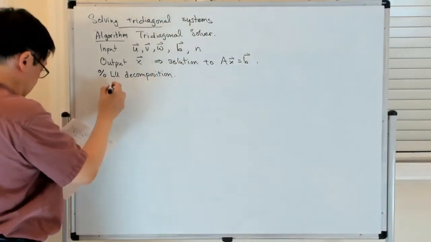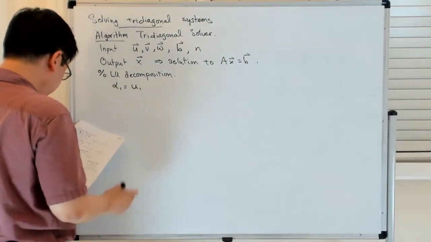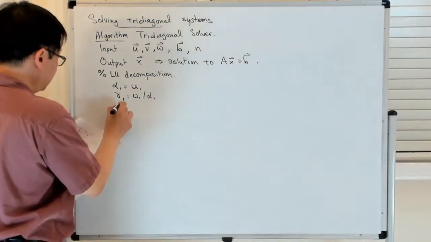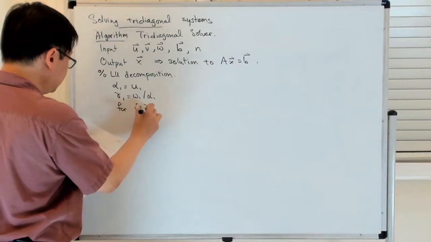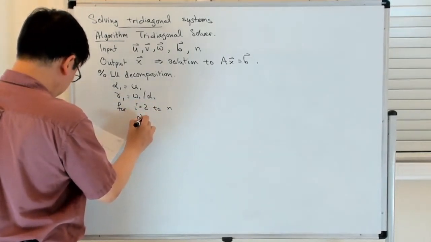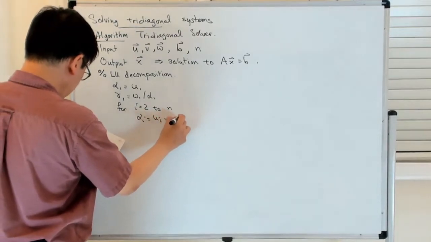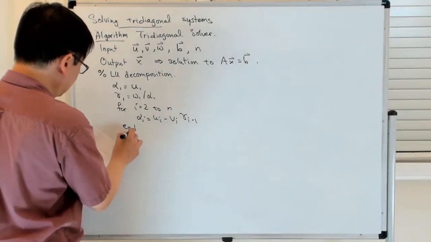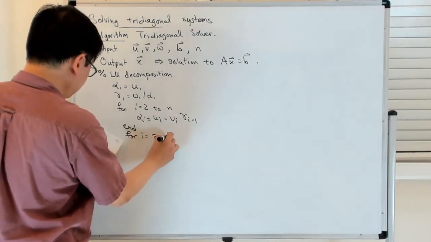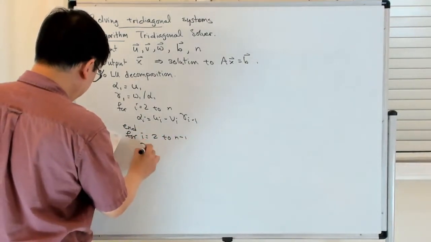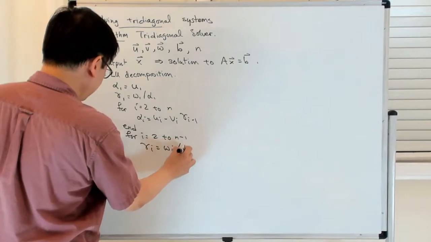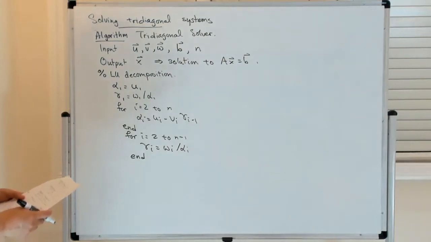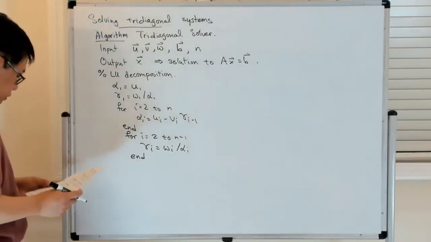Okay, so alpha 1 is equal to u1, which we wrote down. Gamma 1 is equal to w1 divided by alpha 1. Again, wrote that down. And then we just do a for loop for i equals 2 to n. You do the following: alpha i is equal to ui minus vi gamma i minus 1. And then for i equals 2 to n minus 1, I write down the gammas. Gamma i is equal to wi divided by alpha i. You end that. So that gives me the LU decomposition, right, in the form which was stated in the theorem.